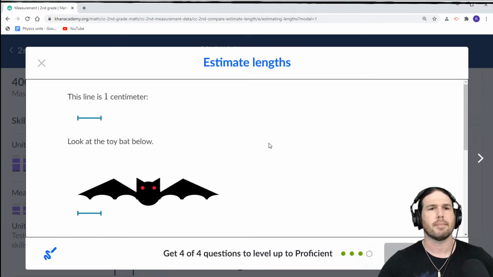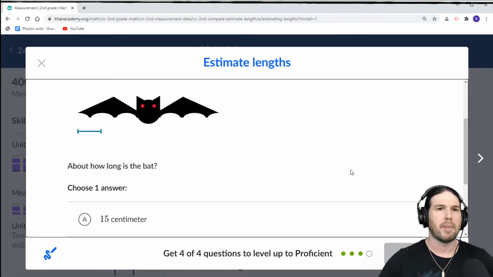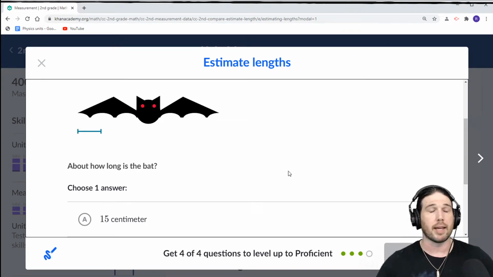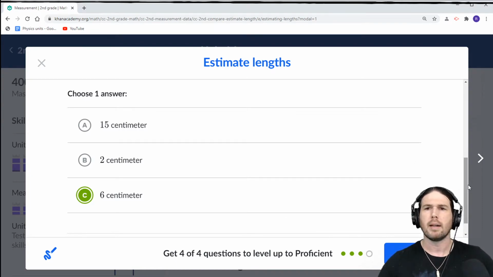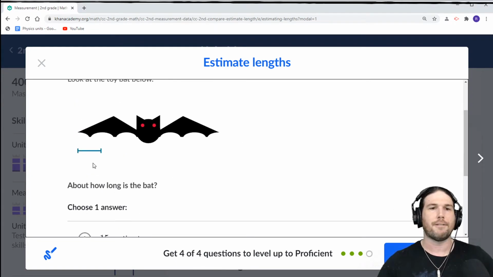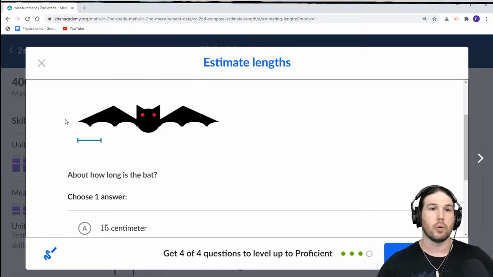We've got a bat here. And it looks like it's going to be, I don't know, 1 centimeter, maybe 1, 2, 3, 4, 5 or 6, maybe. I'm just eyeballing it. I'm not holding a ruler up to my screen or anything. 6 seems reasonable to me. And again, it's clearly not 15 because 15 would take me all the way out here. And it's clearly not 2 because 2 would be not even its wing.